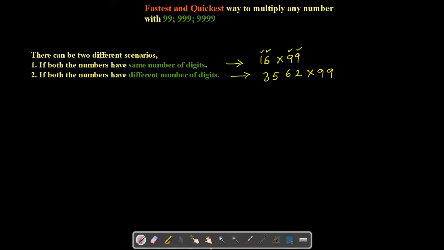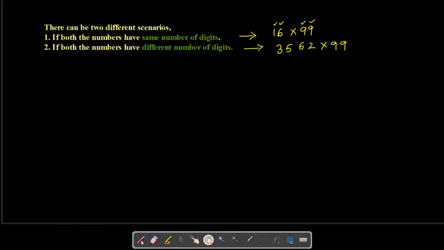Let me start with the first scenario, where both the numbers have the same number of digits. Let me take an example of 16 multiplied by 99. In the traditional method, we do the direct multiplication. Let us see how much time it takes. 9 times 6 is 54, 5 over here and 4. 9 times 1 is 9. 9 plus 5 gives me 14.